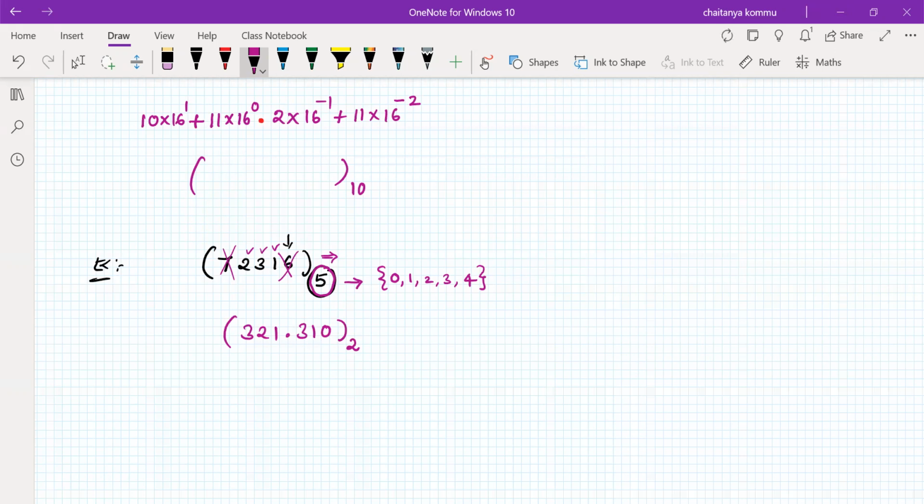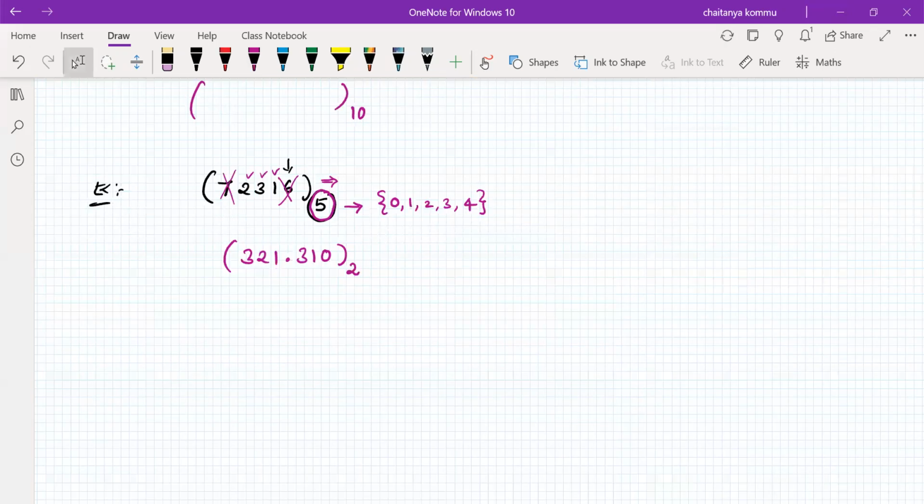Radix 2 I have given. So what we have to observe is, what are the digits that we usually have to use? 0, 1, only 2 digits I have to use. That's the constraint here. So whether 0 and 1 is acceptable; other than 0 and 1, if any digit is available in a given number, it's not valid.